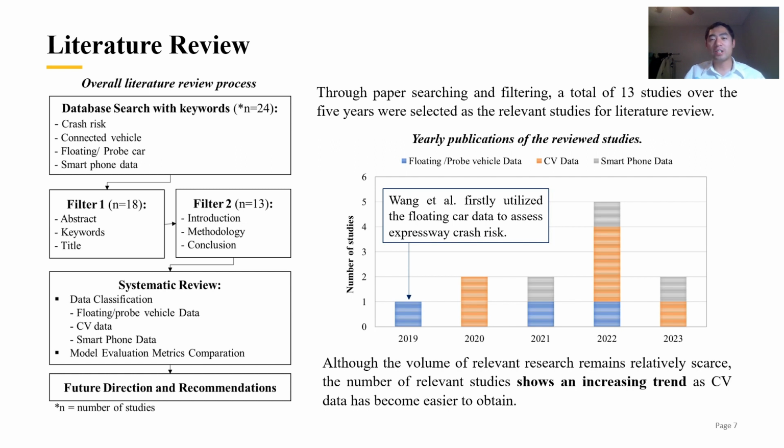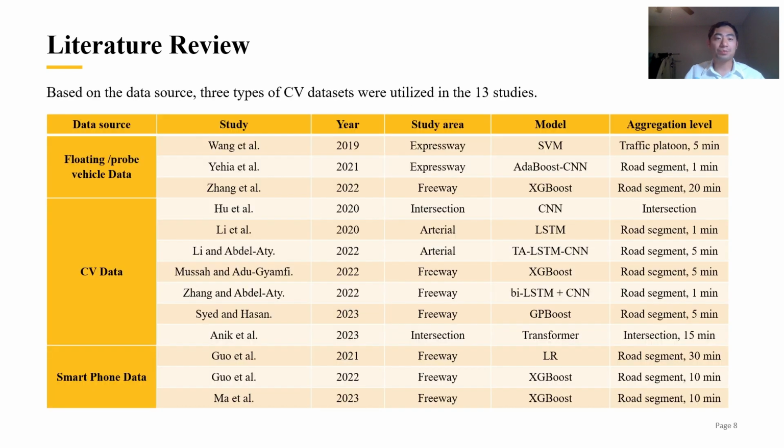As we can see, the first paper was published by Wang, and they first utilized floating car data to assess the crash risk on expressways in Shanghai. Although the overall volume of relevant research remained very small, the number of such studies shows an increasing trend. I think that's because CV data has become easier to obtain now.